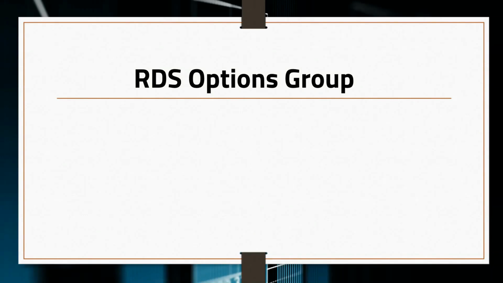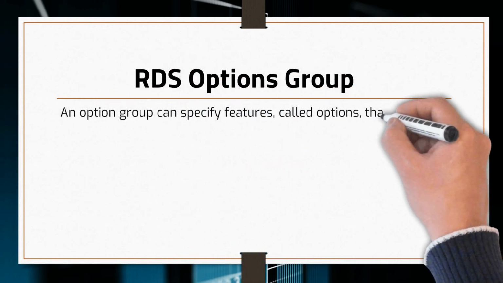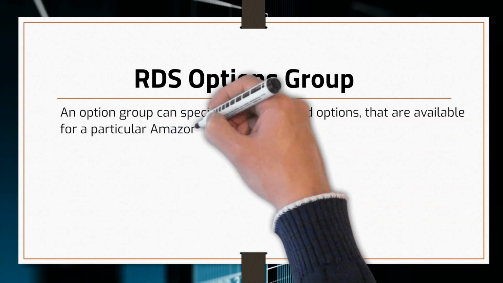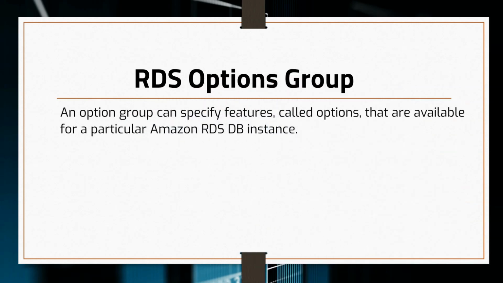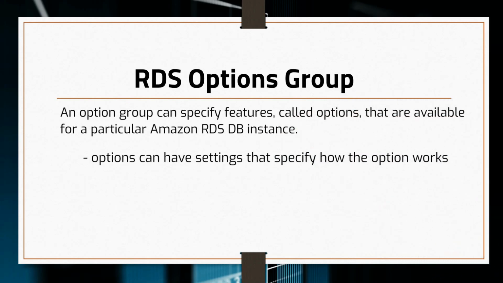Some database engines offer additional features that make it easier to manage data and databases, and to provide additional security for your database. Amazon RDS uses option groups to enable and configure these features. An option group can specify features called options that are available for a particular Amazon RDS database instance. Options can have settings that specify how the options work.